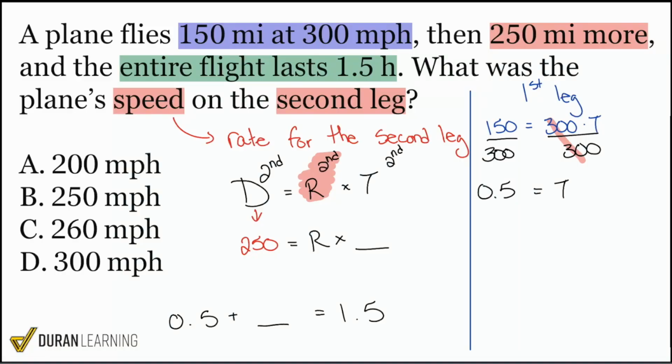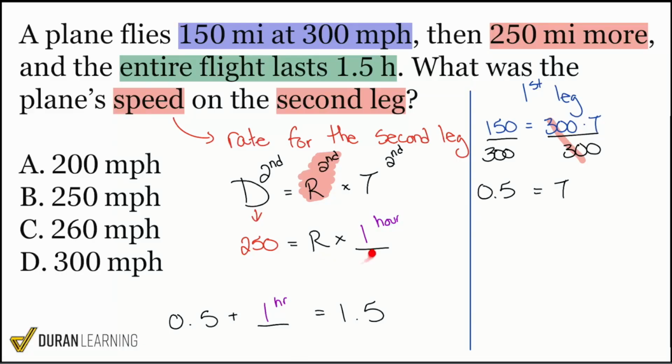So my party people, you tell me here. What is the missing time that we're going to be adding in? Half an hour plus what gives us an hour and a half? Exactly, 1 hour. So we're going to plug that in right here. 1 hour for that second leg. And now we're good.